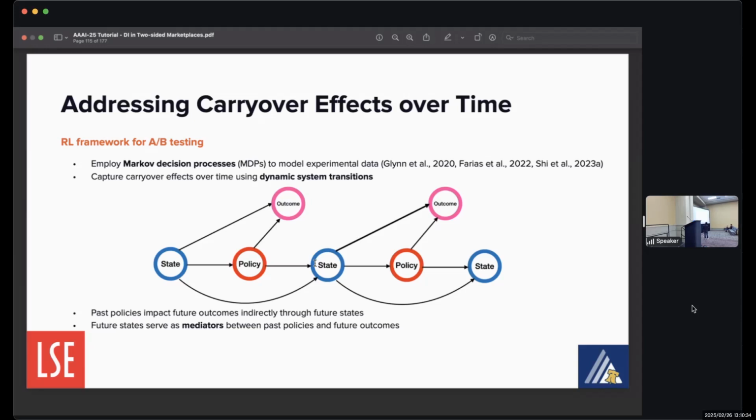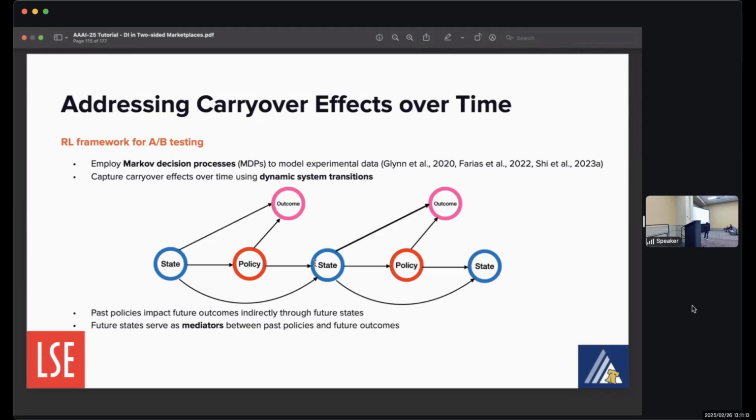Okay? And in particular, there have already been several papers that propose to use a Markov decision process, which is widely used in reinforcement learning, to model the experimental data generated from those online experiments for the purpose of A/B testing. Okay? So just want to remind you that in those MDPs, we model the data as state-action-reward triplets. So here, the policy corresponds to the action. So the action is binary. So whether we use the new policy or the old policy, and the outcome corresponds to the reward.